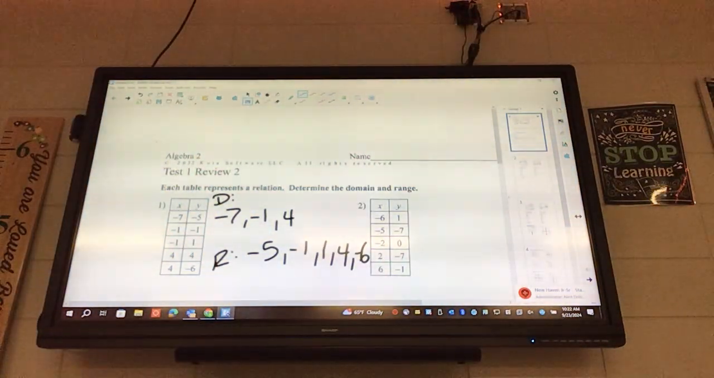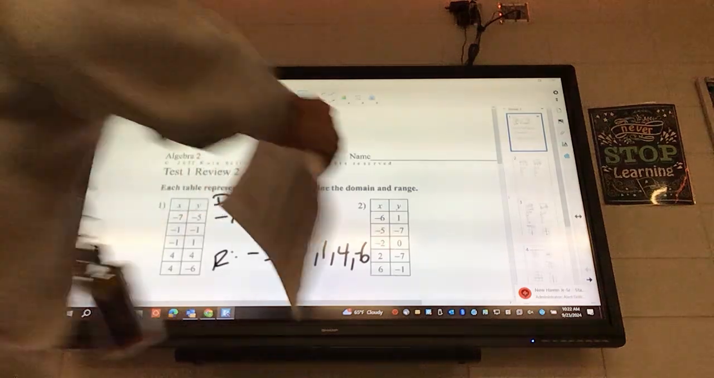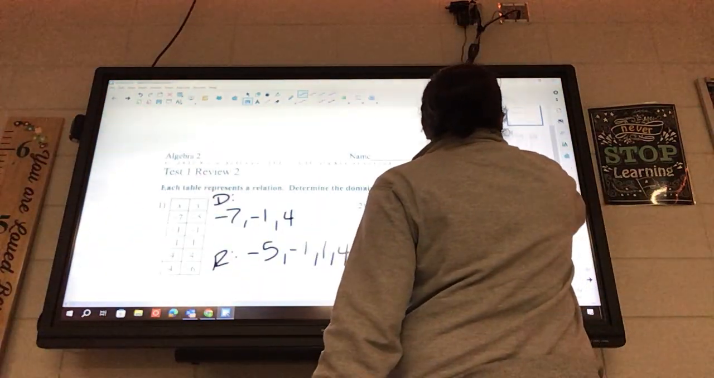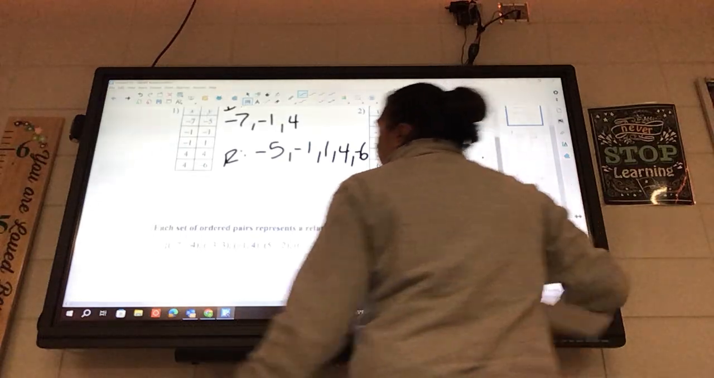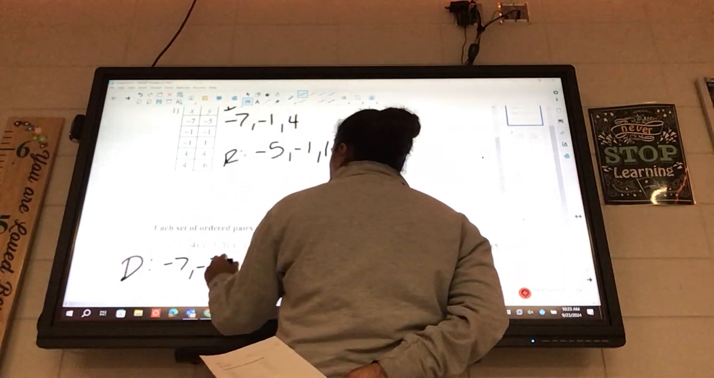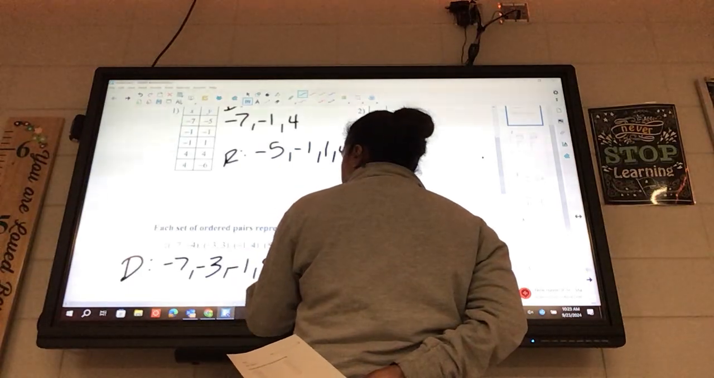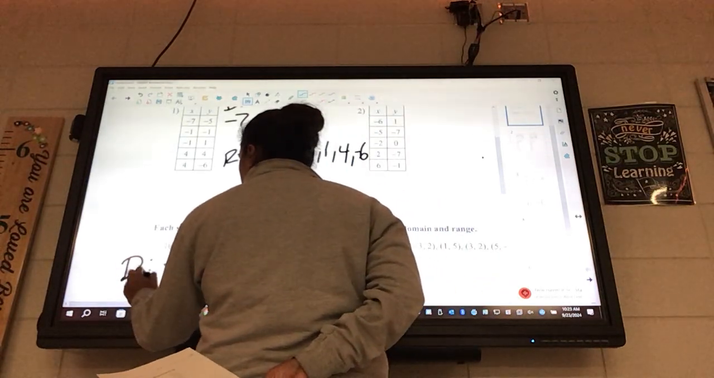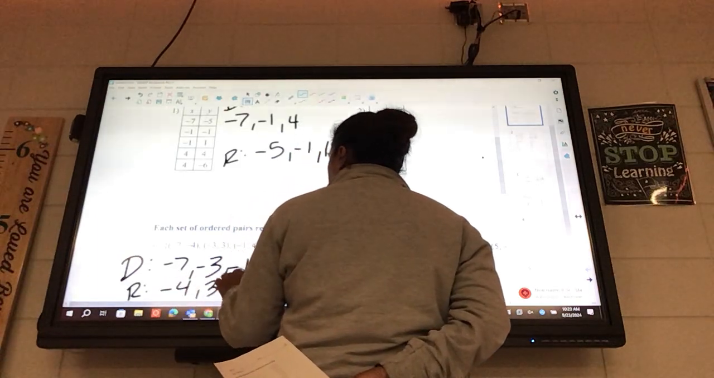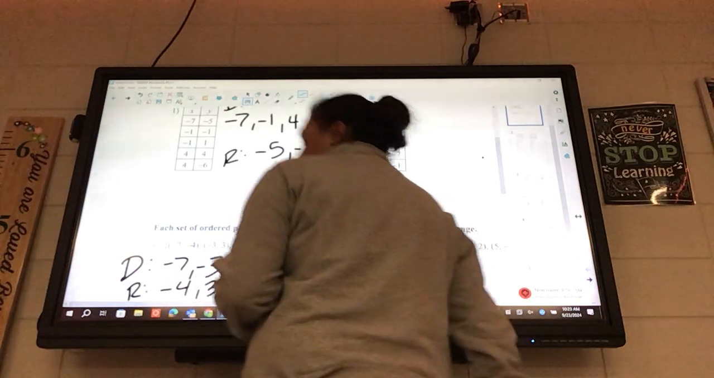Number 3, the domain is which piece? The X. What is the x? But how can you tell what's what? It's always on the left side. Yep, so it's going to be the -7, -3, -1, 5, and 6. The range is going to be -4, 3, 4, -2.